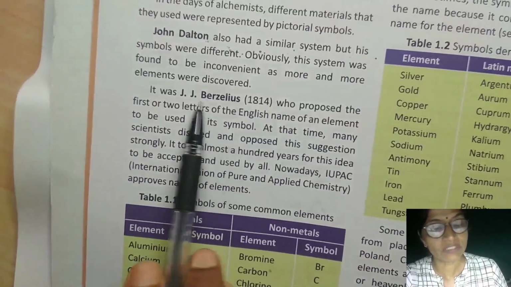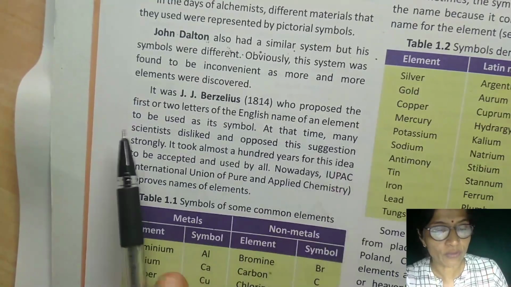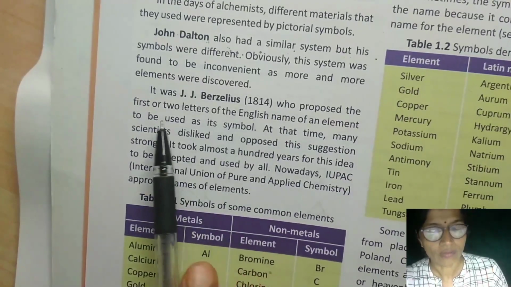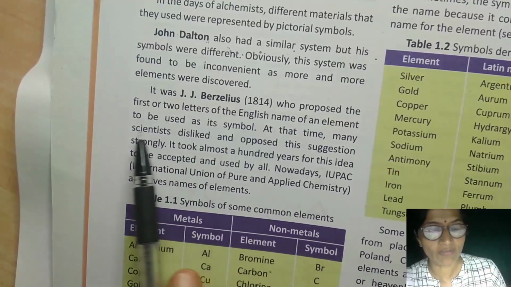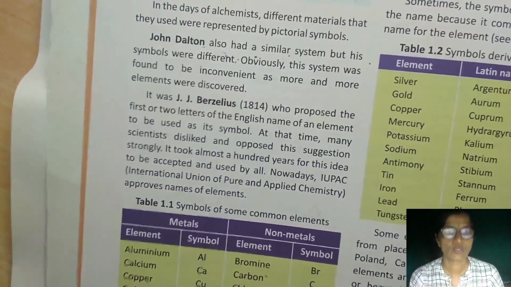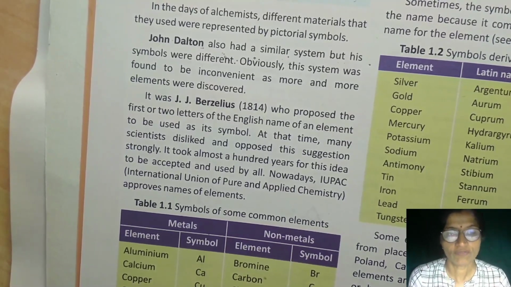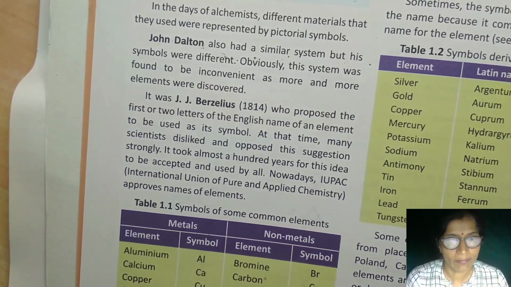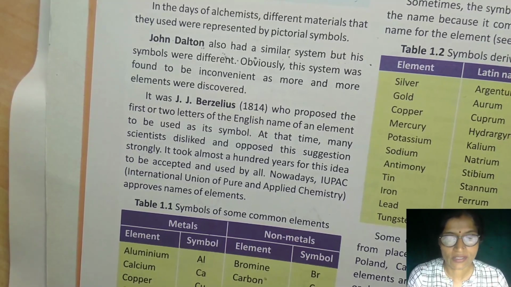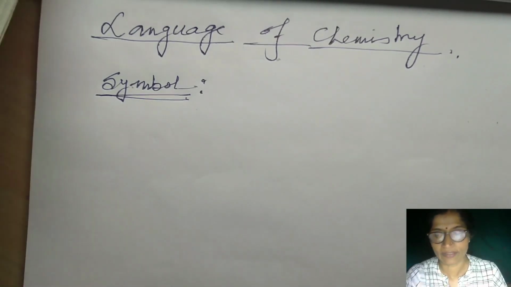After that came the scientist Berzelius. He proposed that the first or first two letters of the English name of an element be used as the symbol. He is the first scientist who used alphabets as the abbreviation to represent elements. So symbol is the shortened representation of an element.